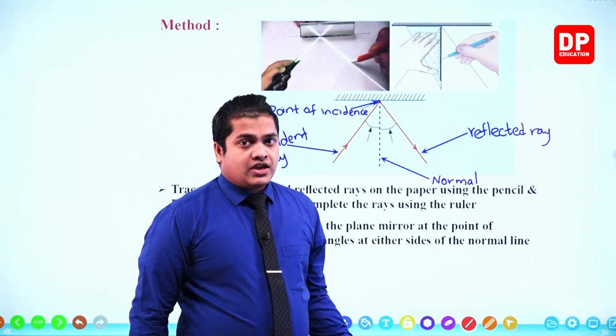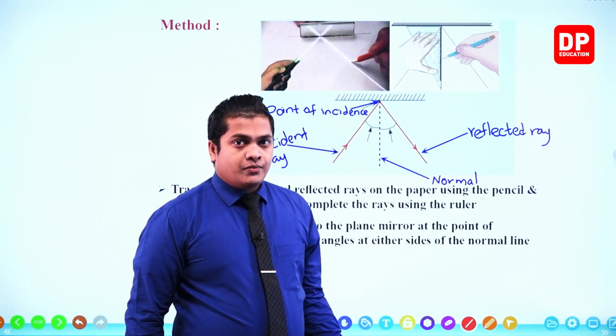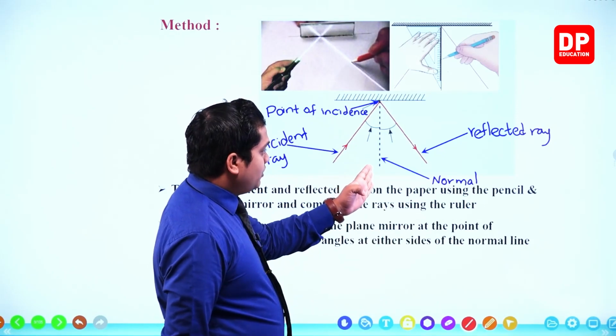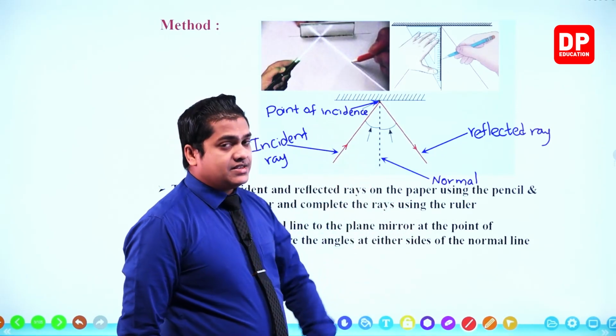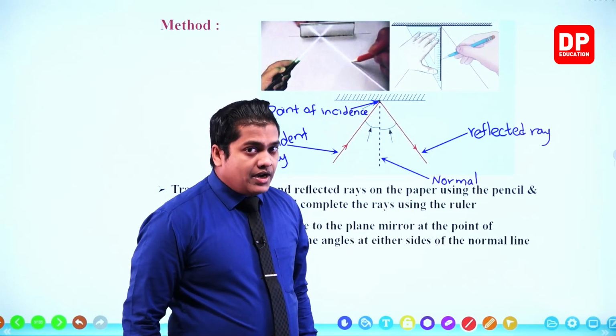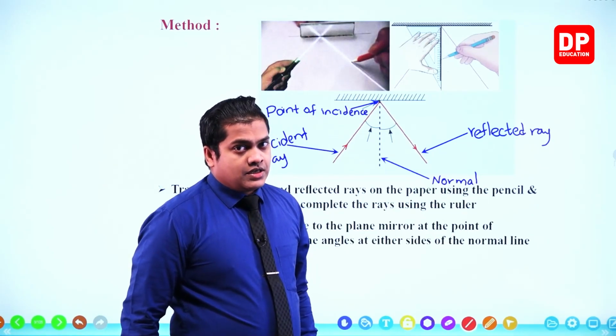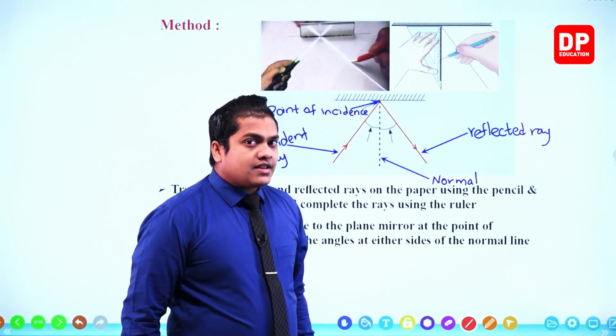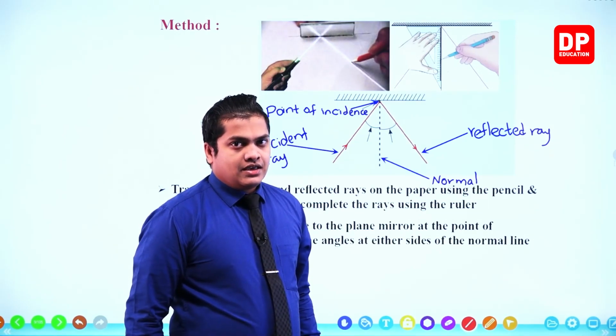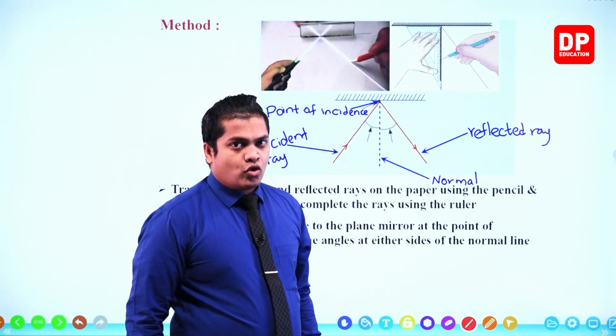We can't draw a perpendicular line to a point. However, the perpendicular line, or the normal, should pass through the point of incidence and should be perpendicular to the mirror surface. So the perpendicular drawn to the mirror surface at the point of incidence is the one referred to as the normal.